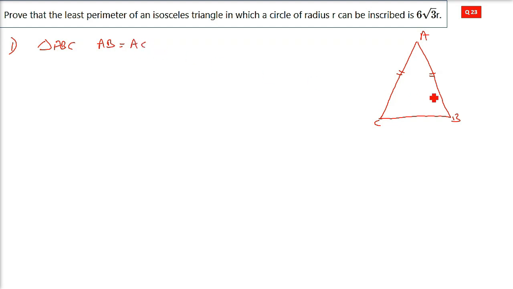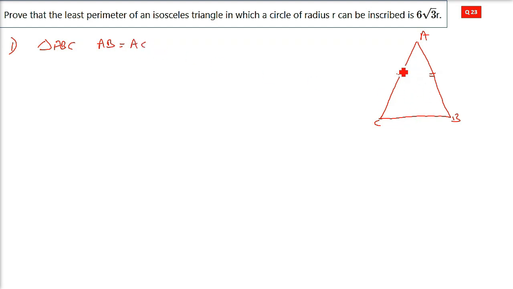Prove that the least perimeter of an isosceles triangle in which a circle of radius r can be inscribed is 6 under root 3 r. Now this is a triangle we are talking about. This is isosceles. Isosceles means the opposite sides, or two sides, should be equal. Now if you take this ABC, these two sides are equal. So you have to mark it by yourself. That is, in triangle ABC, AB is equal to AC. This is the first thing.